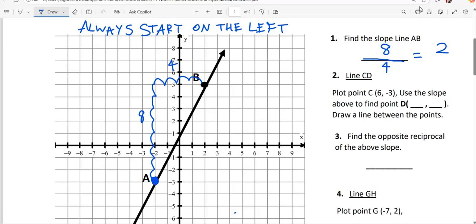Now, we need to make a new line. CD line. Plot point C at point 6, negative 3. So that means 6 on the x, 6 to the right. Negative 3 means down 3. 1, 2, 3. Everybody, put a point right here and put a C. That way you can see it.